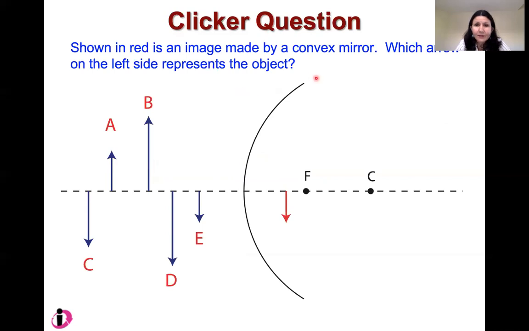All right, so here's a question for you to think about. We have this convex mirror, and what I'm showing you here is this red arrow, and I'm saying that's an image formed by this mirror. And what I'm asking you to think about is which one of these choices, A through E, is the object which is giving you this image. So think about this.